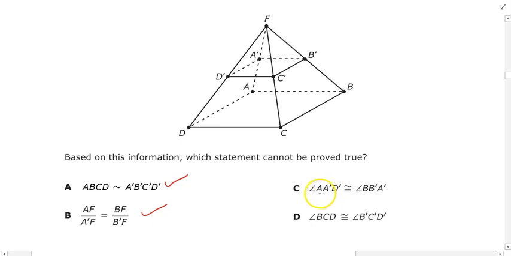If I look at angle A prime, D prime, so A prime, D prime, is that going to be congruent to angle B prime, A prime? That one's kind of interesting. I'm not 100% sure if that one's true, but let's look at this one. Angle BCD, so BCD is here. It did say it was a rectangular pyramid, so I do know rectangles have all right angles. All of these should be right angles on there.